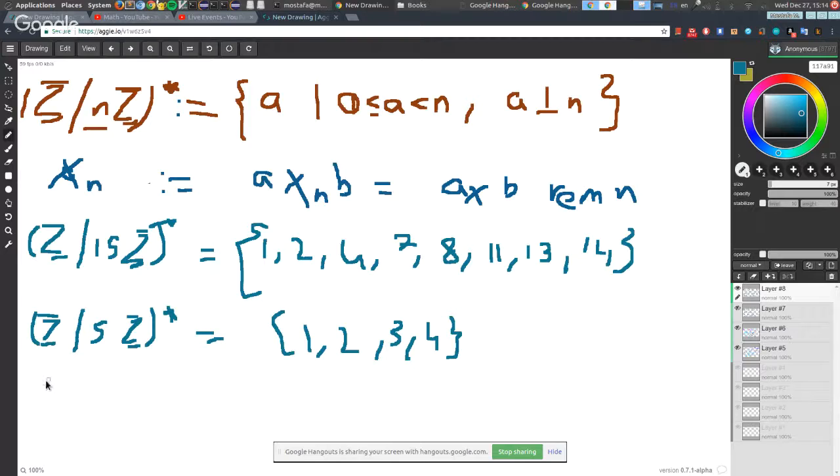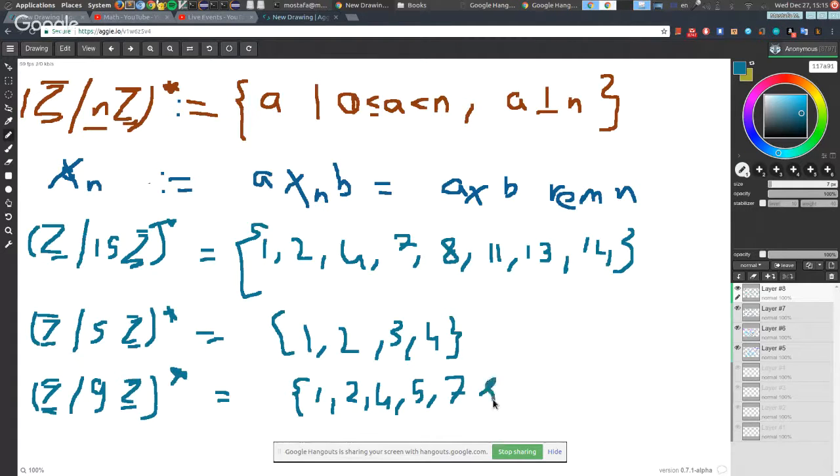So here we can give also an example. There's the multiplicative group of 9. So it has these elements. And last, let's say the multiplicative group of 3. So the numbers that are co-primes with 3.